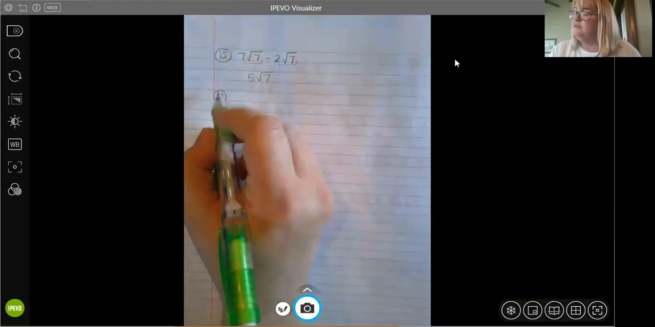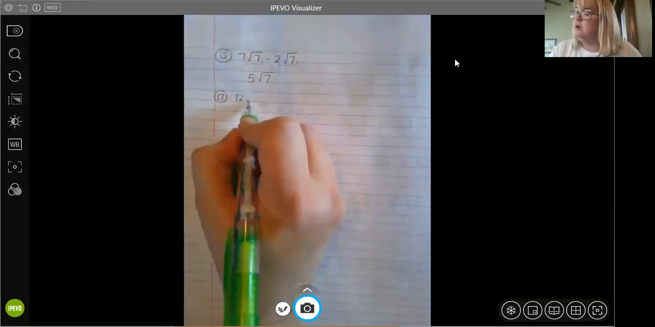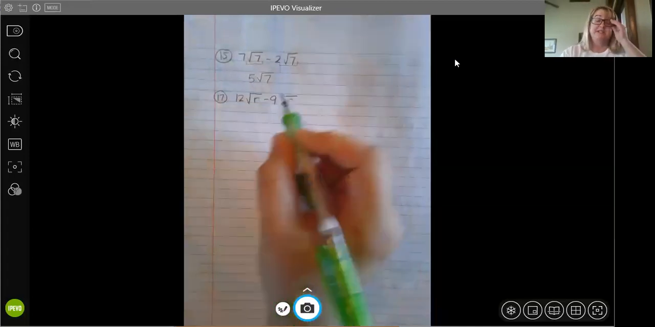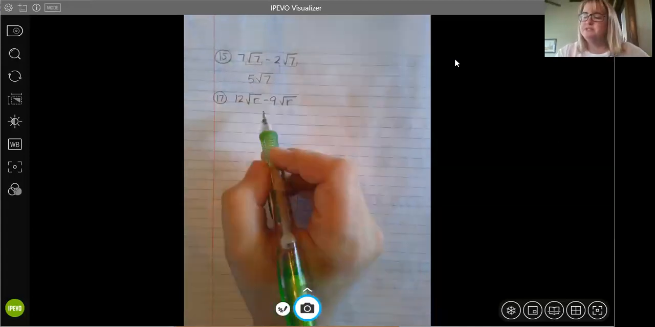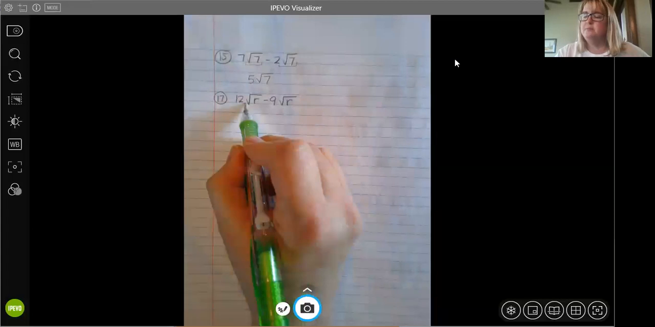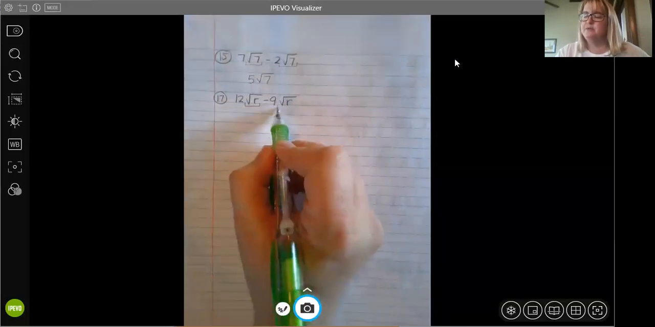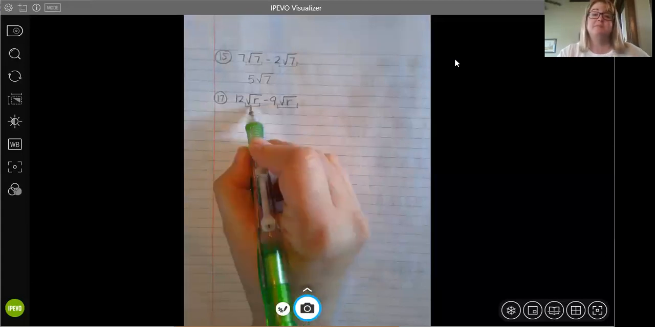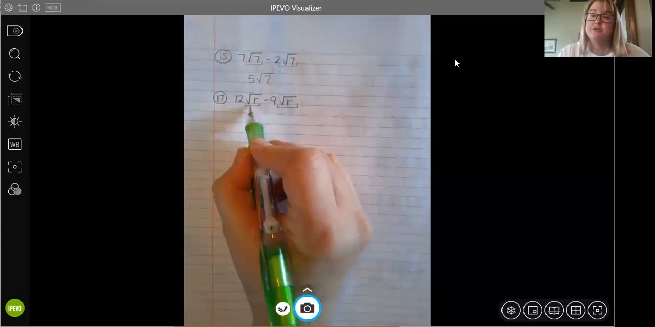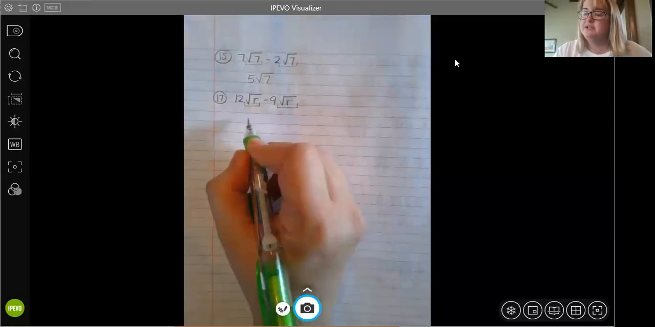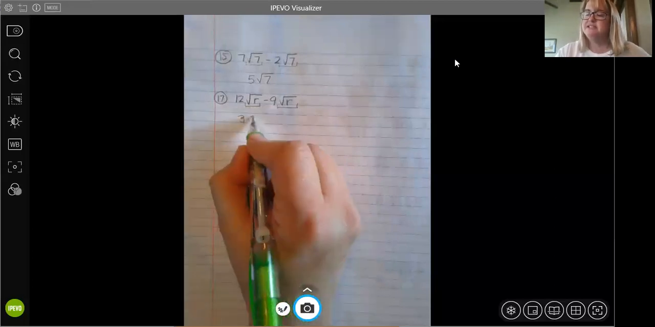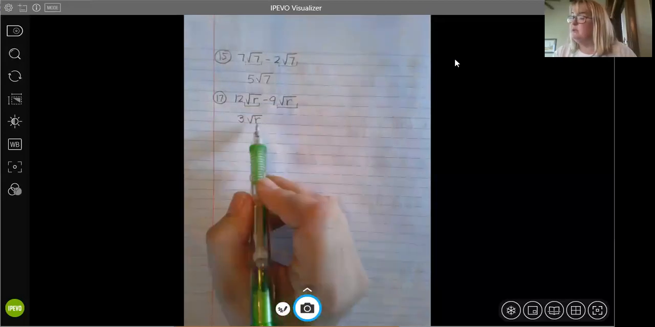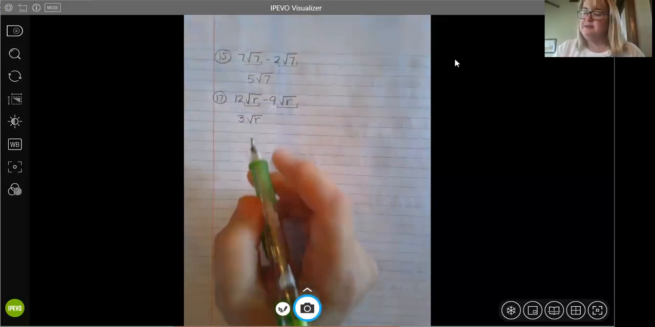17 says 12 times the square root of r minus 9 times the square root of r. All right, so we've got 12 groups of the square root of r minus 9 groups of the square root of r. Our units are the same, so we can just subtract them. 12 groups of them minus 9 groups is 3 groups. So 12 times the square root of r minus 9 times the square root of r is 3 times the square root of r. Let's look at 19.